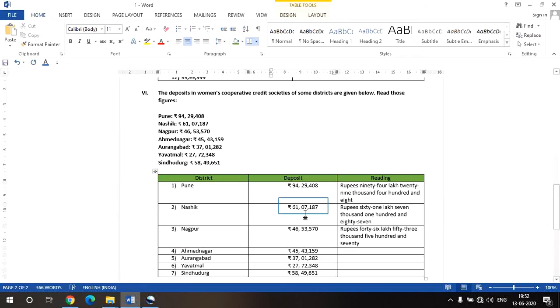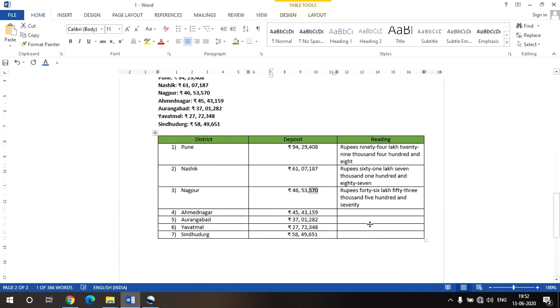61 lakh. There is no value at the 10,000 place, so we have written directly 7,187. 187. Nagpur. For Nagpur, the deposit is 46,53,570. Okay, the remaining questions answers, I think you may be able to write them yourself.